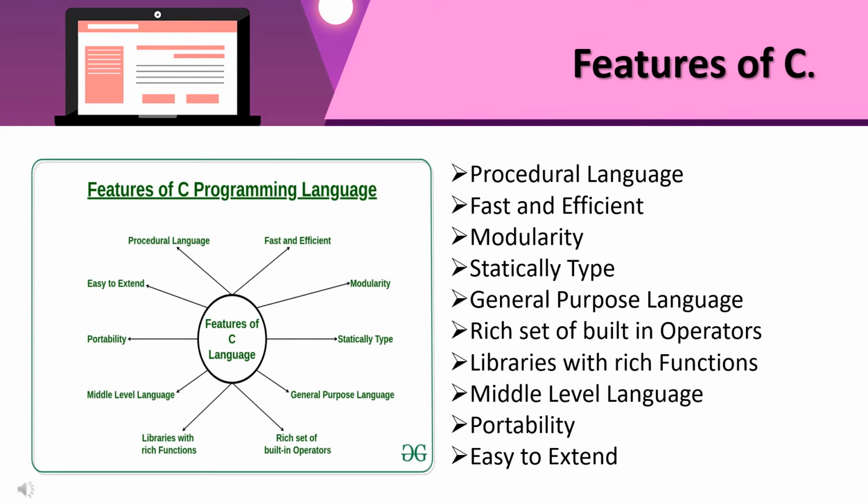Now let us know the features of the C programming language. The main features of C language include low-level access to memory, a simple set of keywords, and clean style. These features make C language suitable for system programming like operating system or compiler development. Now, the features of the C programming language are: procedural language, fast and efficient, modularity, statically typed, general purpose language, rich set of built-in operators, library with rich functions, middle level language, portability and easy to extend.